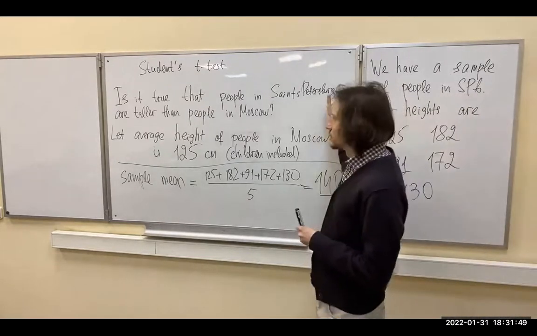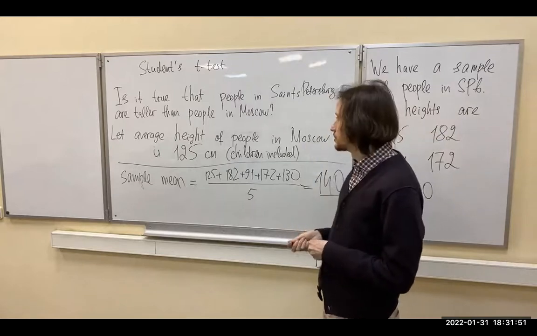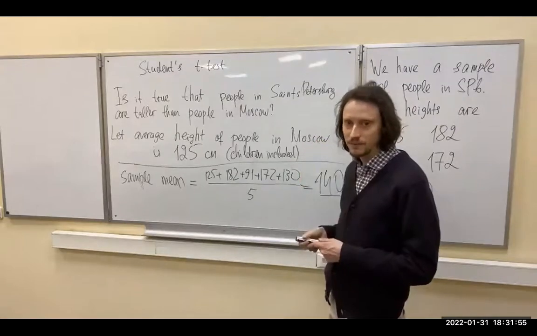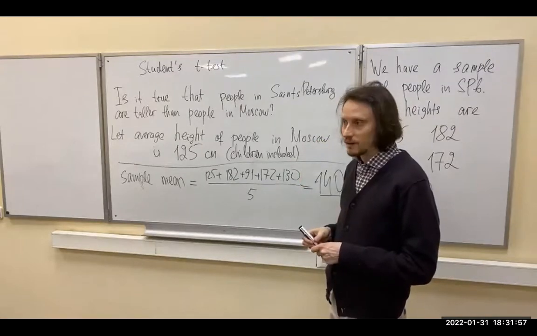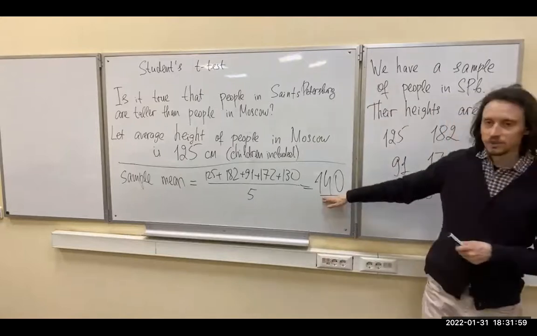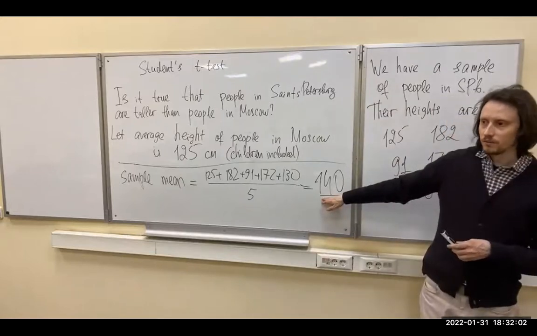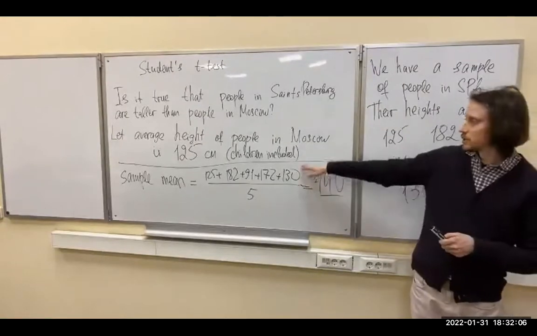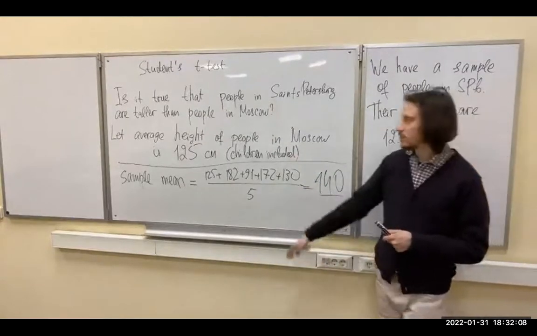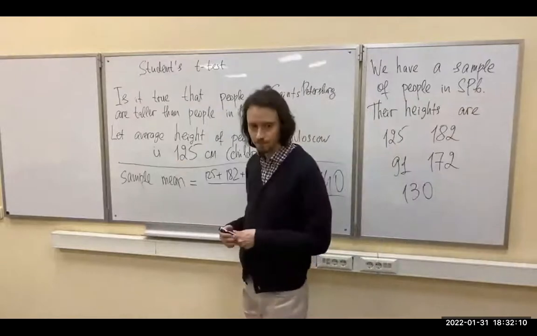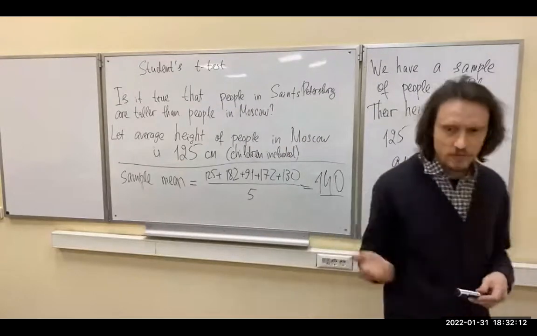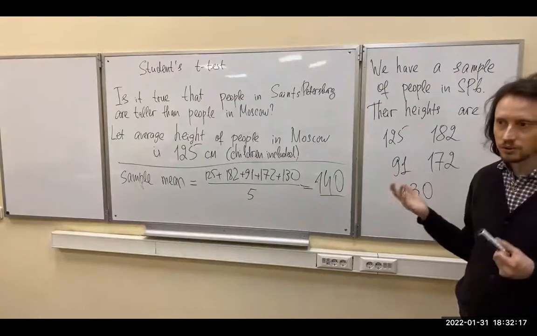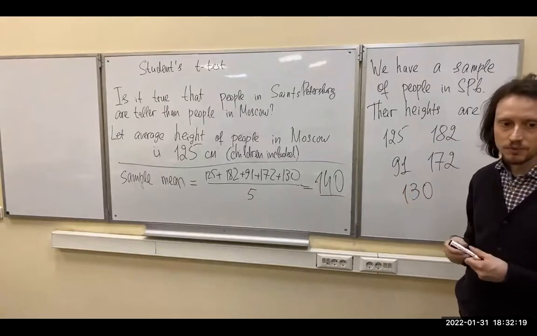Can we conclude that people in St. Petersburg are taller than people in Moscow according to this research? At least we can conclude that people in our sample are taller, right? On average, the sample average is larger than this value, this 125. But do we have enough data to claim something about people of St. Petersburg?